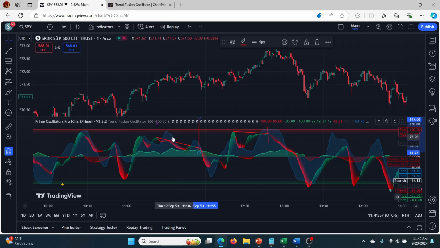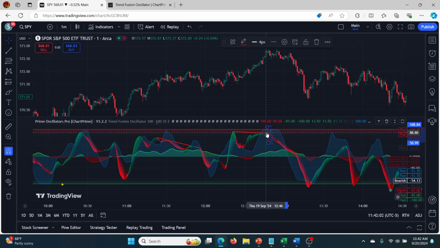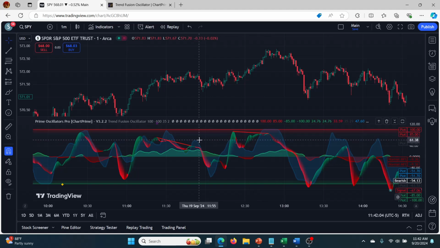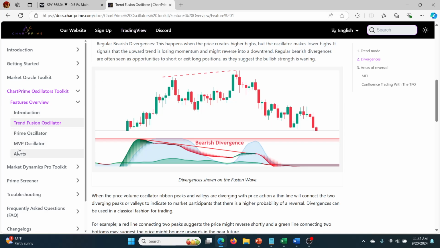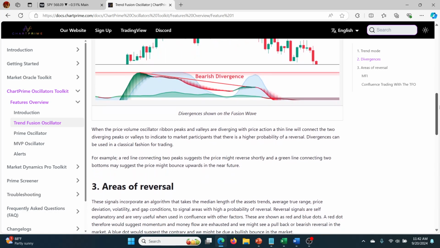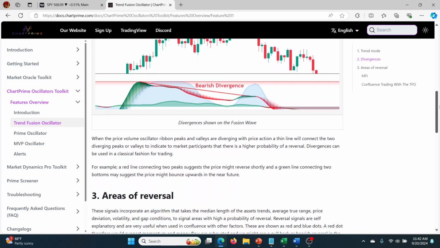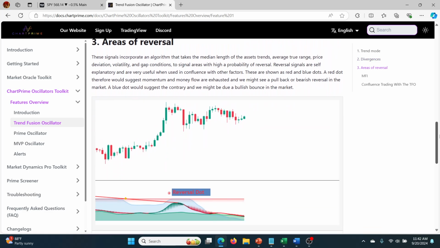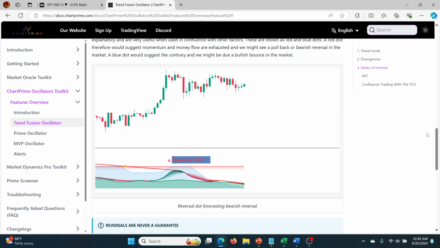Overall, I kind of like this, though. It's got a nice feel to it. It seems pretty simple. It's definitely better than the previous one, the main oscillator they used, this Prime oscillator. I prefer the Trend Fusion oscillator. It's nice to have it in the package. I think it's simple. I wish they got rid of some of the background noise, but the divergences are very easy to see. I talked about the areas of reversal, those reversal dots.